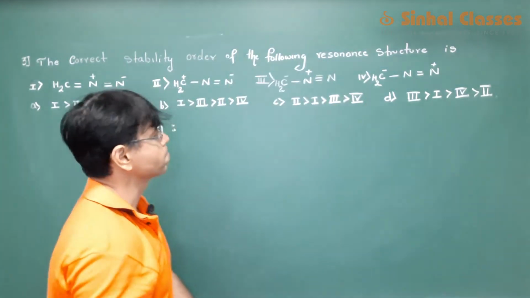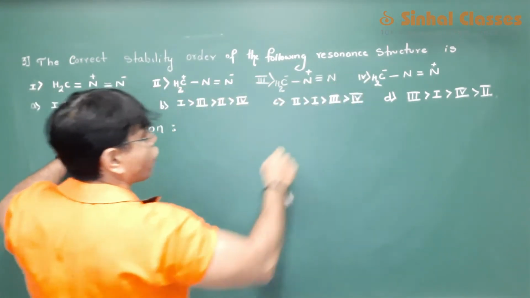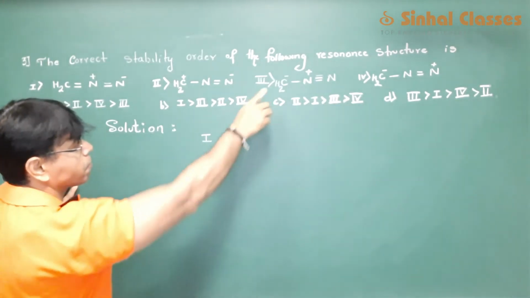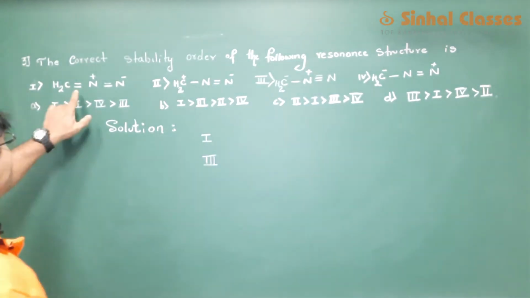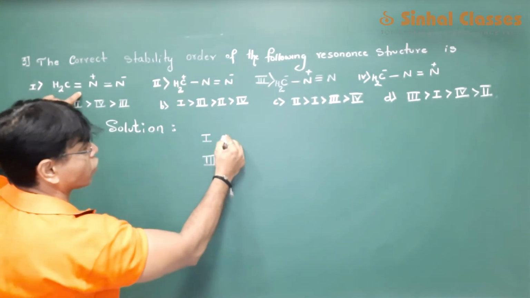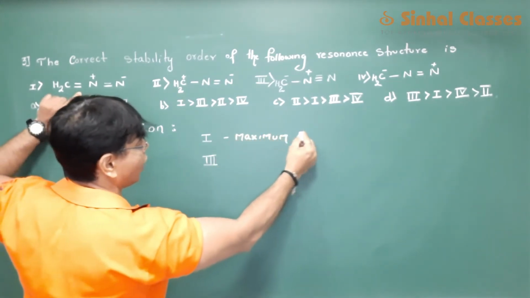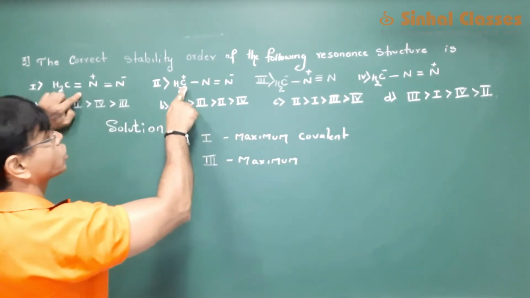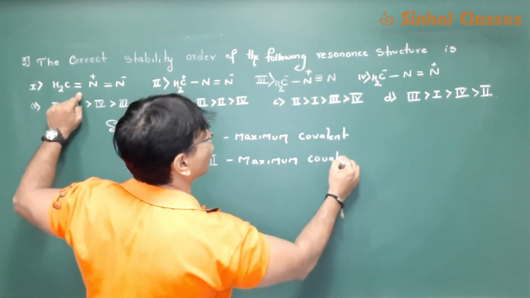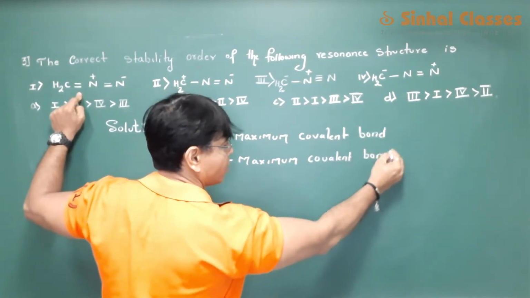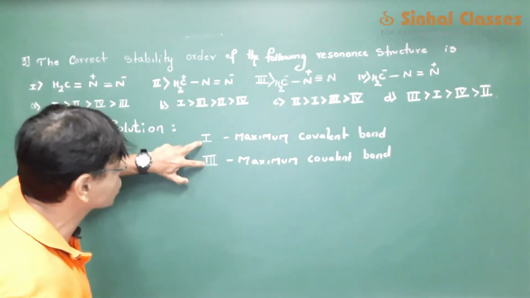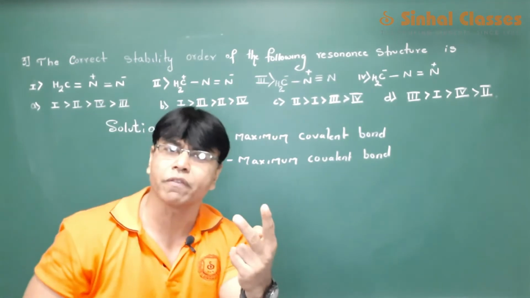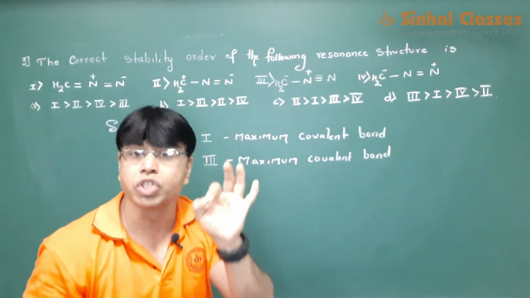in case of resonance. So if you see structures 1, 2, 3 and 4, you find structures 1 and 3 have maximum covalent bonds as compared to structures 2 and 4. So they are more stable than 2 and 4. Now among these two, which is more stable? Because both of them have the same number of covalent bonds, in that case, you check the charge.